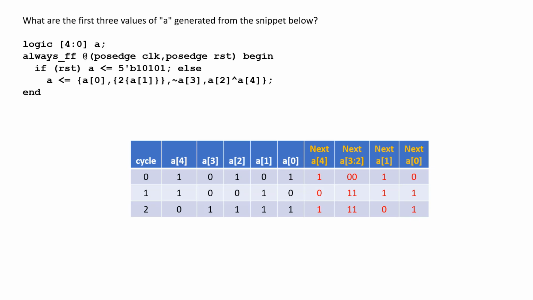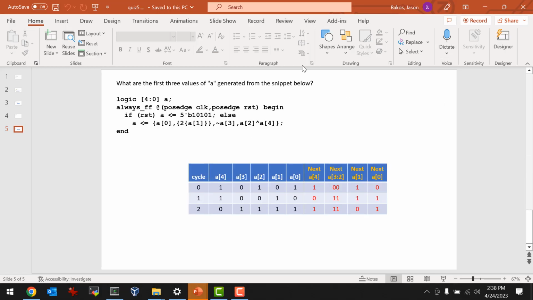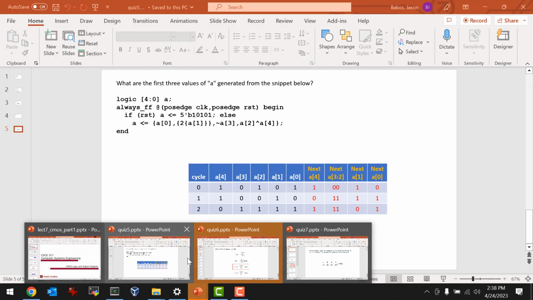And then finally the last bit, A0, you have to look at A2 and A4 and do an XOR. So 1 XOR 1 is 0, 1 XOR 0 is 1, 0 XOR 1 is 1. Okay, any questions? So this to me is kind of the most important thing to understand about Verilog, is how these sequential sequences work. That's just my opinion, though. But it's a very common thing to have when you write Verilog, this sequential logic.